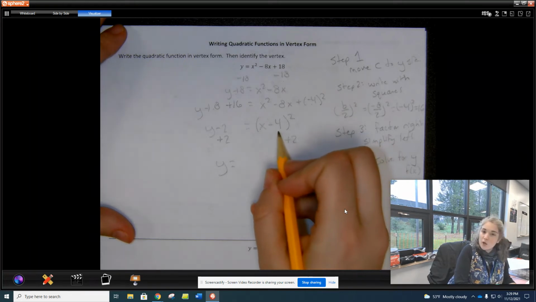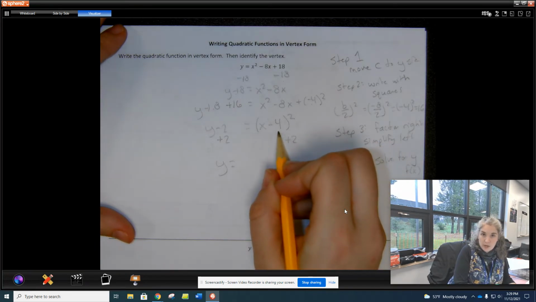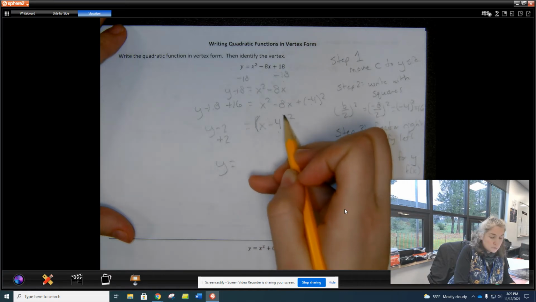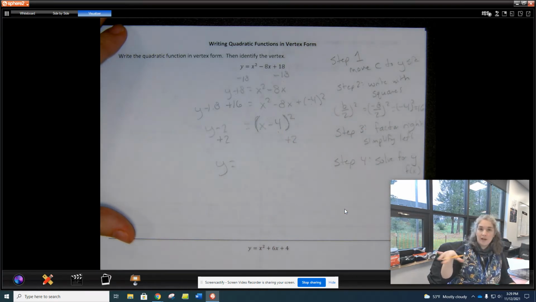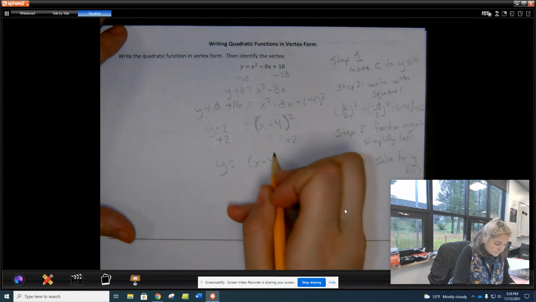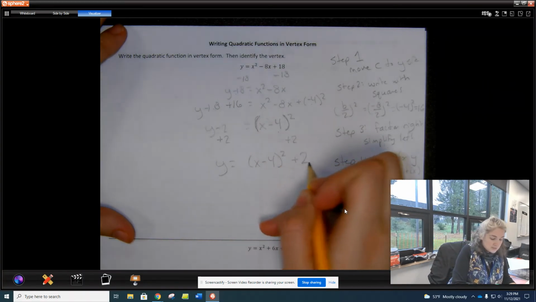Now this 2 cannot go inside my x minus 4 squared, right? Remember, when you have a squared like this, I have to do that exponent before anything can move inside. So I'm leaving my x minus 4 squared, and my 2 just gets tacked on to the end.